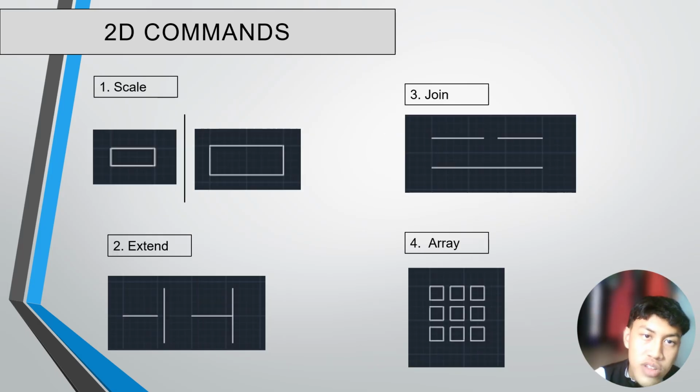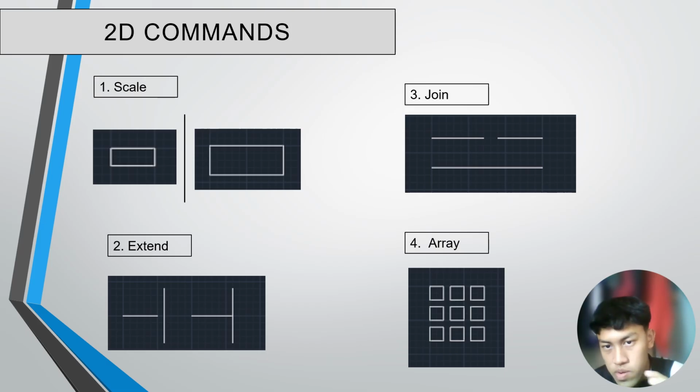Next, for the other commands would be scale, which is very obvious, to increase the scale, of course. Join, which you can use to join two lines. Extend, which is usually used when you want to make an intersection, for example, these two lines make a T. And also array. Array is more about making a polar, or like here, a cubical setup.